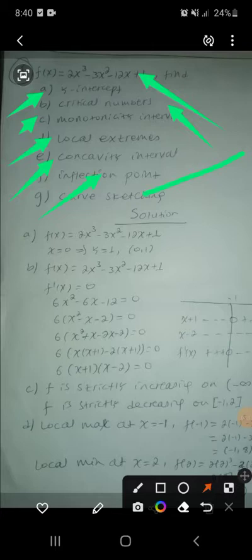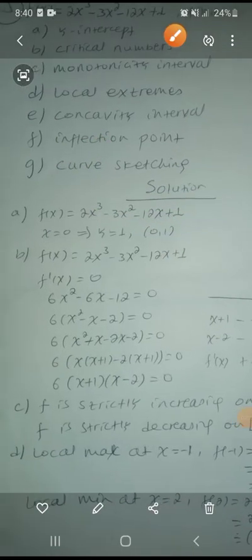So to find the y-intercept, make x equal to 0, so that it will be 0 plus 0 plus 0 plus 1, which is (0, 1). So the y-intercept is at (0, 1).